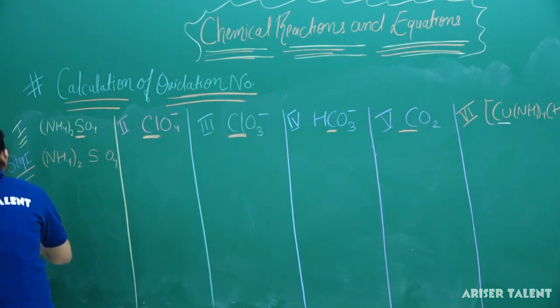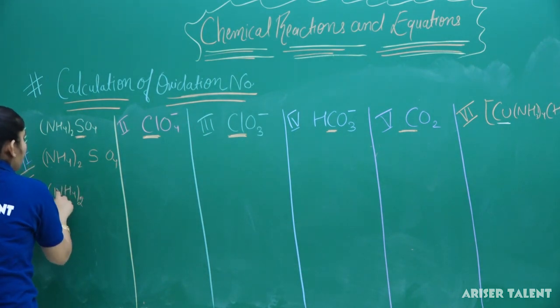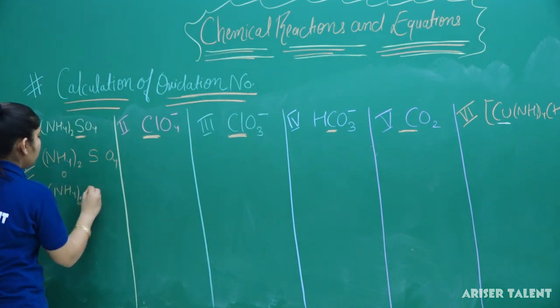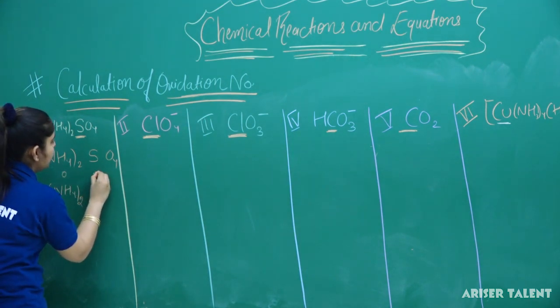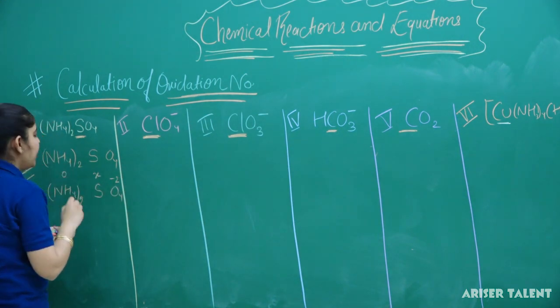What we will do in our step number 2? We will write the oxidation number of the known elements. For NH4 it is having an oxidation state of 0. For sulfur it is X, and for oxygen it will be -2.